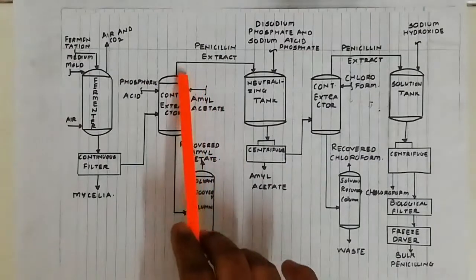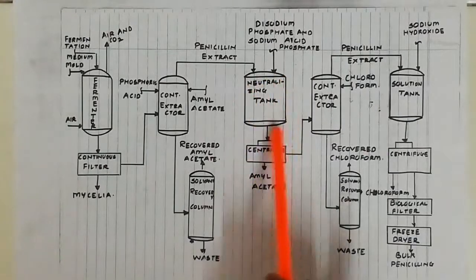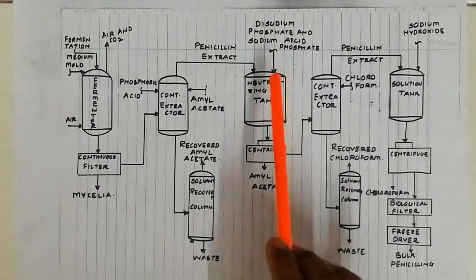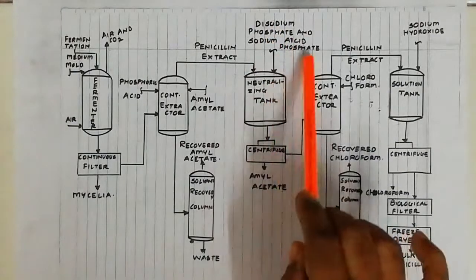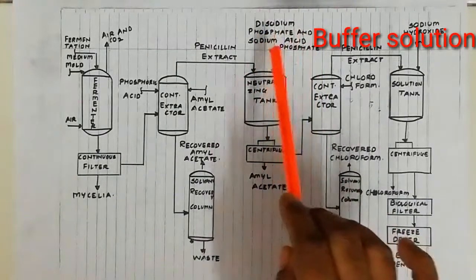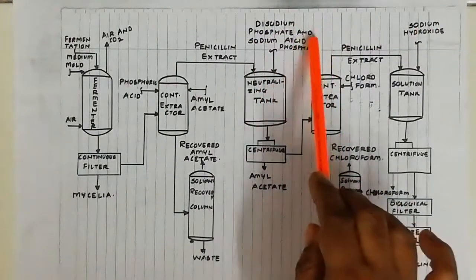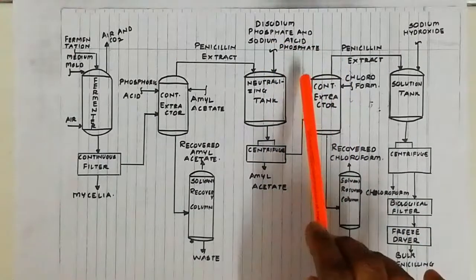Then the penicillin extract is given to the neutralization tank. The neutralization tank is where the buffer solutions are added. These are all the buffer solutions which are added over here, that is disodium phosphate, then sodium acetate, acid phosphate, etc.